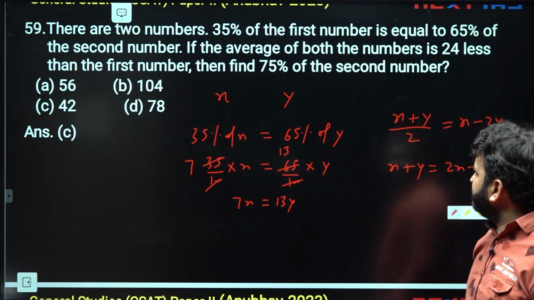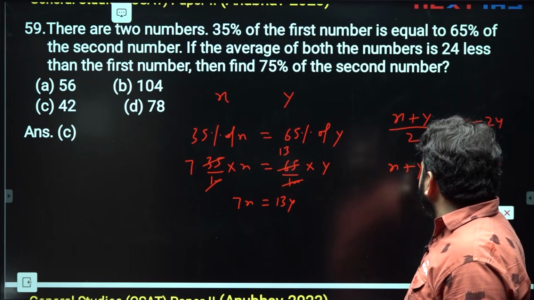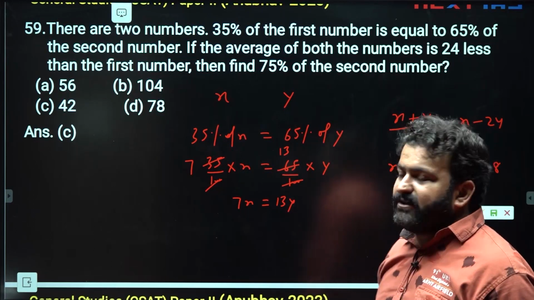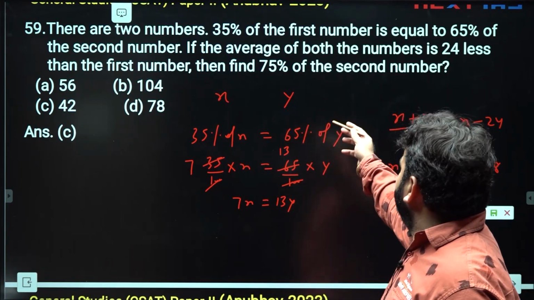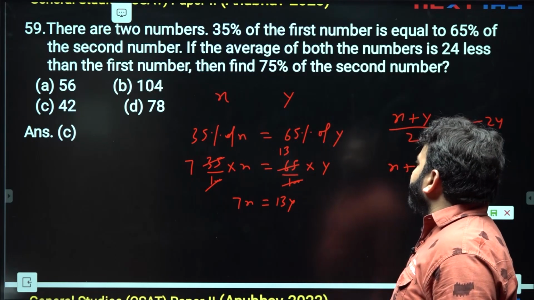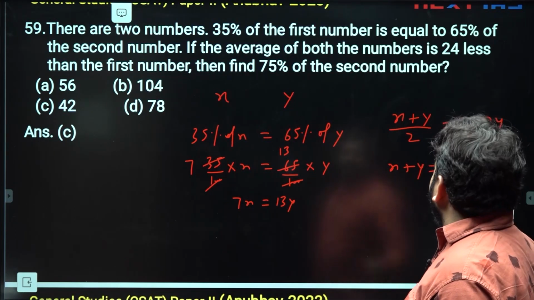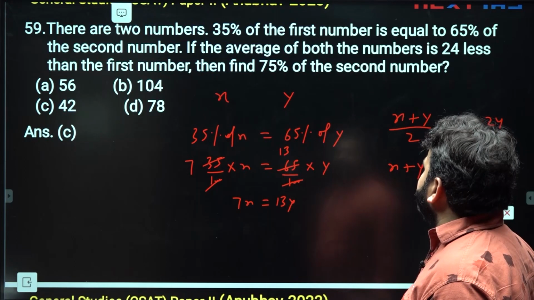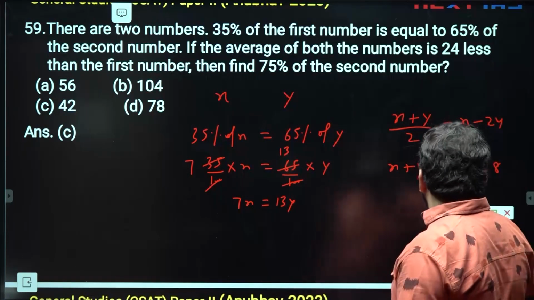Now find the 75% of the second number. Here you solve it to find the value of x and y, and then you find 75% of the second number. The second number is y. After solving it, you will get y as 56. So 75% of 56, what will you get? You will get 42.